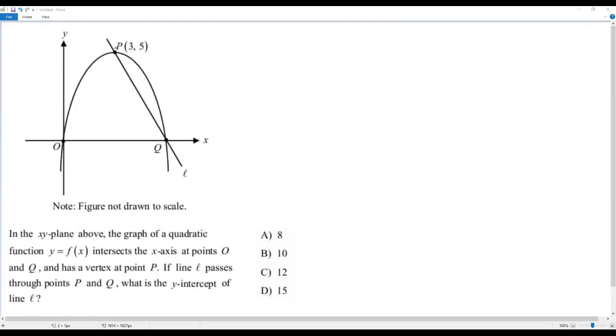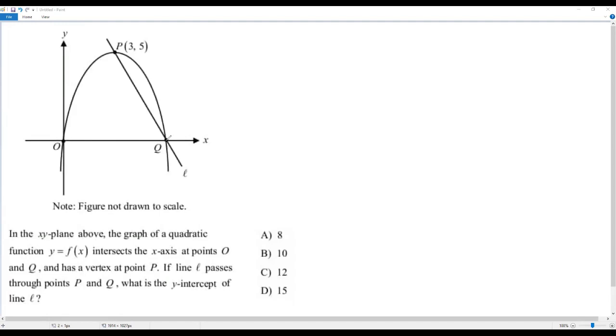Okay, here we have the line L and we have to get the y-intercept of this line L. For that, we need the equation of this line L. How do we get the equation? Line L passes through two points: P, which is (3, 5), and another point Q. We know P, but Q is unknown. So first we have to get this point Q. Once I get Q, I can get the slope of line L, and then we can write the equation of line L in slope-intercept form. How do we get point Q?